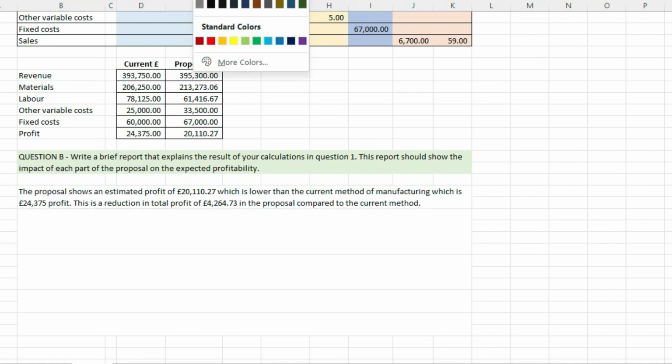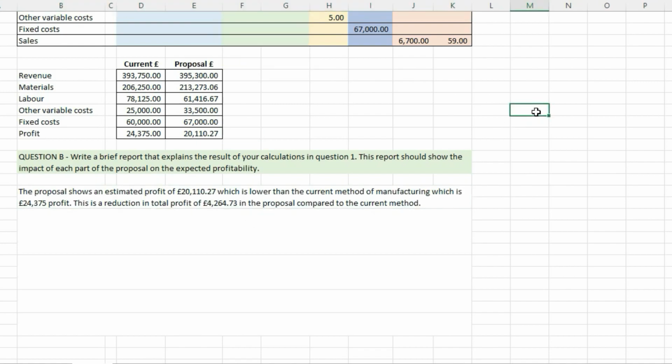So first of all, my model answer would say the proposal shows an estimated profit of £20,110.27, which is lower than the current method of manufacturing, which is £24,375. So that's obvious that it's lower, but if you're stating that to the examiner, then I would say that's a better written answer than somebody who just states the two.